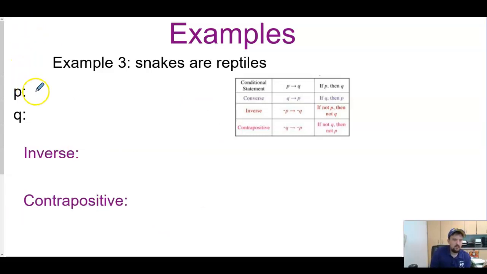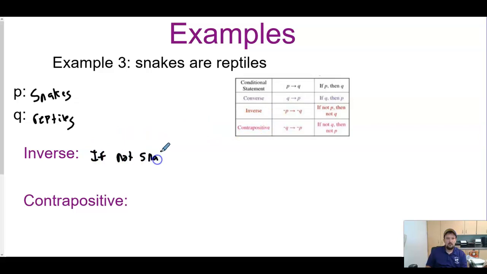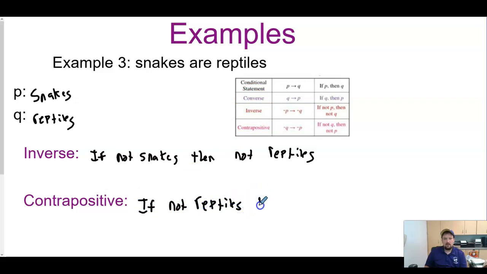Once again, P is snakes, Q is reptiles. The inverse, we're just negating, or making the negative statement of, the conditional statement. We're going to say, if not snakes, then not reptiles. The contrapositive is just negating the converse. So, if not reptiles, then not snakes.